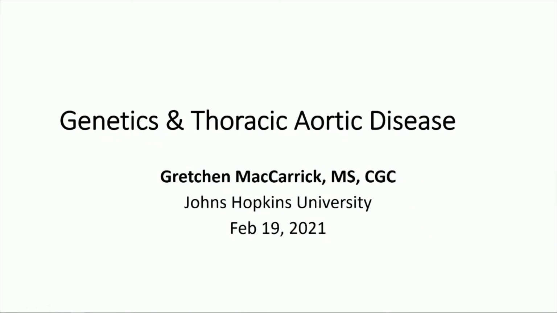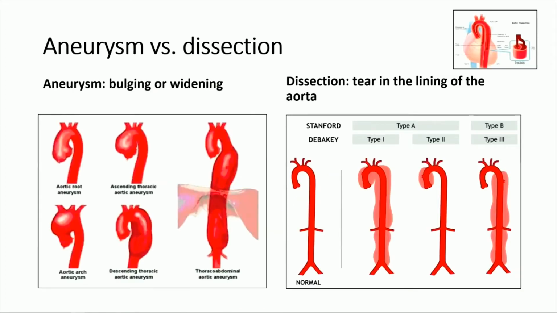Thank you to Amy and the other organizers of Rock from the Heart. I'm really happy to be here talking to you today about genetics and thoracic aortic disease. Just as a reminder about vocabulary, when we're thinking about aortic disease, we're talking about both aneurysms and dissections. An aneurysm is really a bulging or widening or dilation of the aorta. It can be in the aortic root, which is the most proximal part of the candy cane tube of the aorta as it leaves the heart.